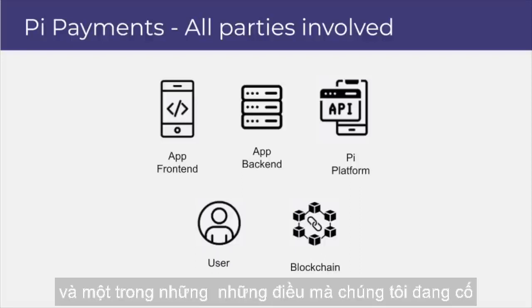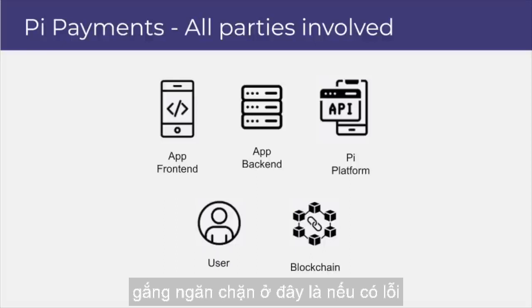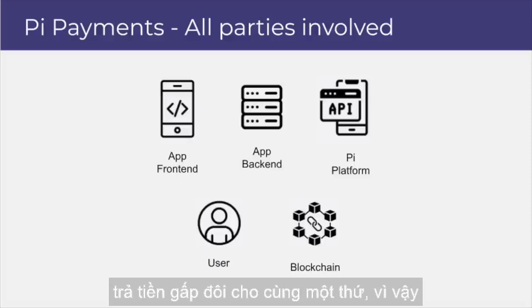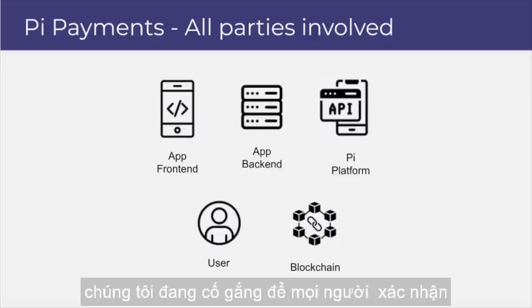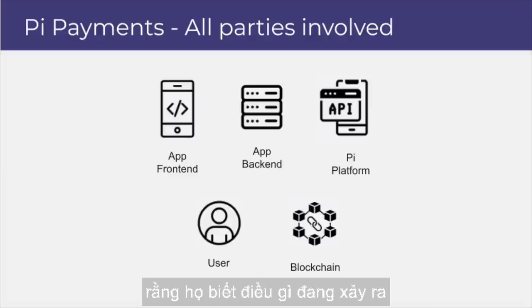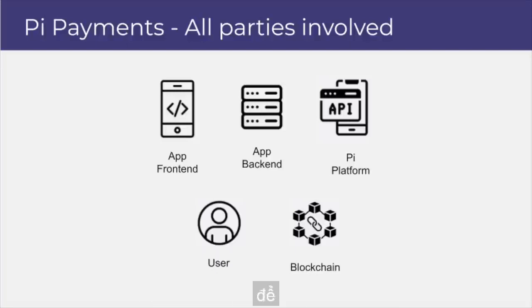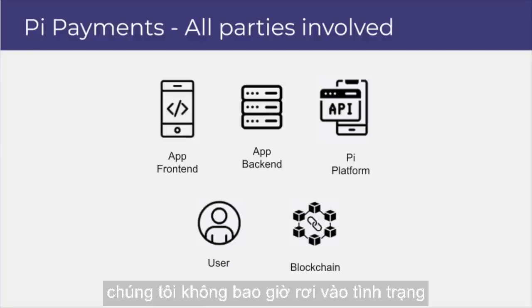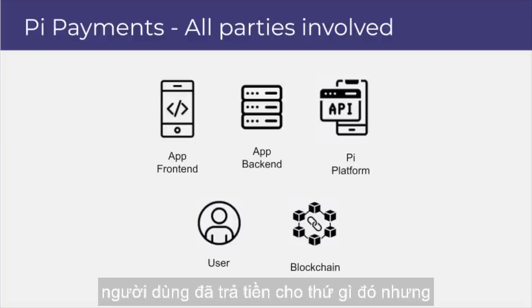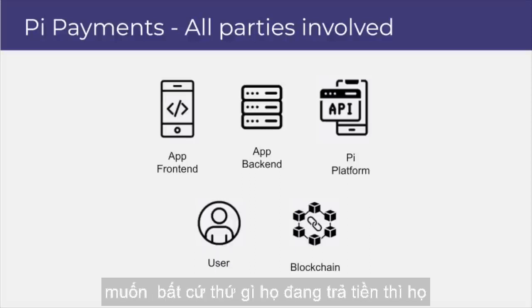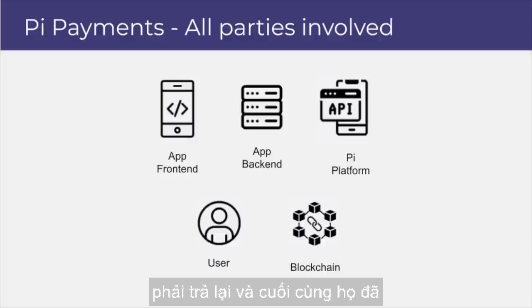And one of the things that we're trying to prevent here is, if there's a bug somewhere, either on the Pi side or on the app side, users double paying for the same thing. So we're trying to get everyone to confirm that they are aware of what's going on before the user makes the transaction and after the user has made the transaction, so that we never ever end up in a state where the user has paid for something, but nobody's aware of it. And now if they want whatever they're paying for, they have to pay again, and they ended up double paying.